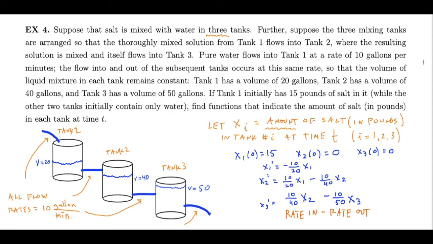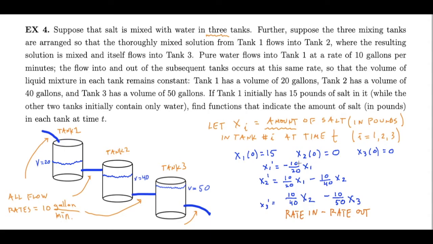Applying that same reasoning to the other two tanks, I get these equations for x1 prime and x2 prime. Let's take a look. x1 prime, well, the amount of salt entering tank 1 is 0 because the liquid that's entering tank 1 is pure water. So x1 prime should be purely negative because there is only salt leaving tank 1.